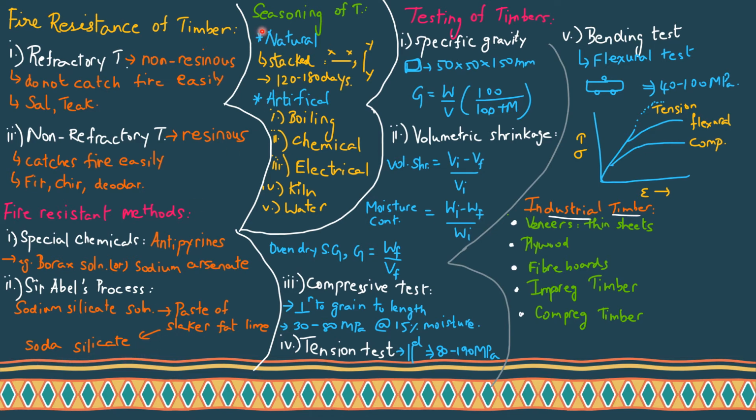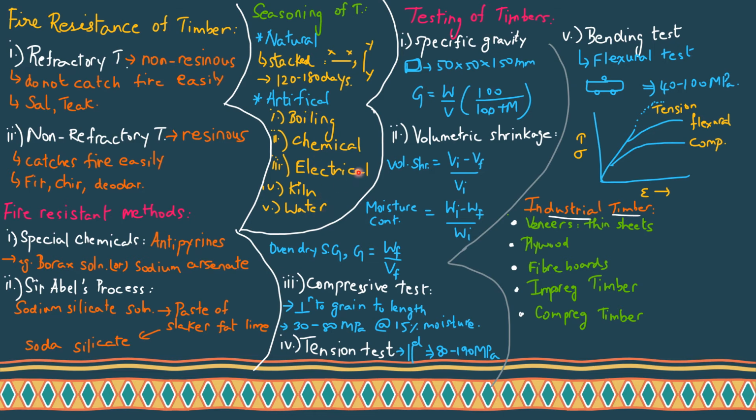And now we are going to season this timber. So seasoning of timber. How are we going to season it? Either by natural method or by artificial method. The natural method is nothing but we stock all the timbers produced either in the horizontal direction or in the vertical direction for about 120 to 180 days. Artificial methods are either by boiling, using chemicals, or giving electric shocks or electrical applications. And next is the kiln method, and the last one is applying water. So these are the artificial seasoning of timber.